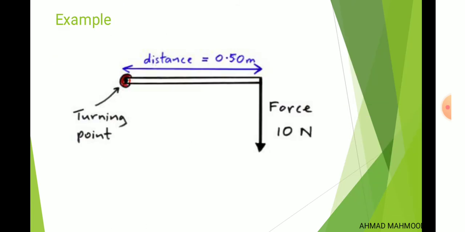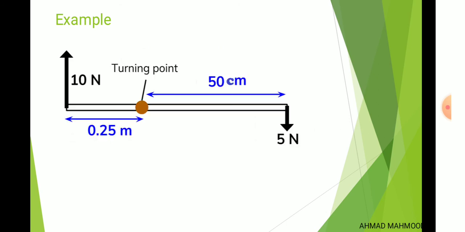Okay, let's look at this example. In this example, you have to find the moment. So force is 10 Newton and distance is 0.5 meter. So 10 into 0.5 will be 5 Newton meter, which will be the moment. So you can solve these examples at home.